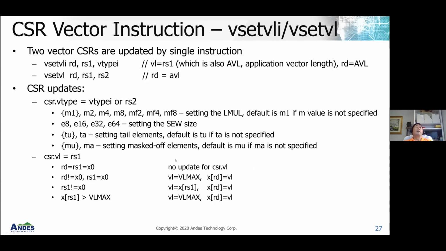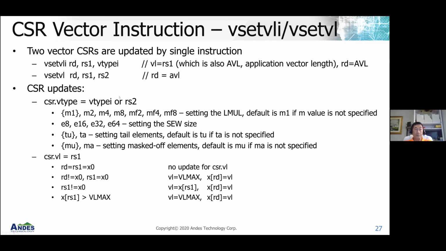Okay, so let's look at vsetvli and vsetvl. The two control and status registers are updated by a single instruction. You have two formats: one is the immediate format, and one uses a register, RS2, to update the control register. So the vtype can be updated by using immediate data or using RS2.